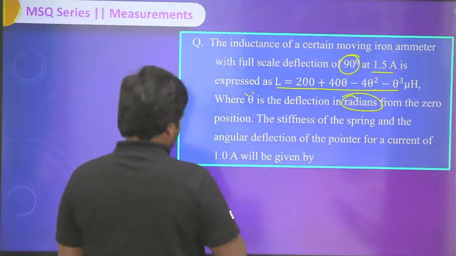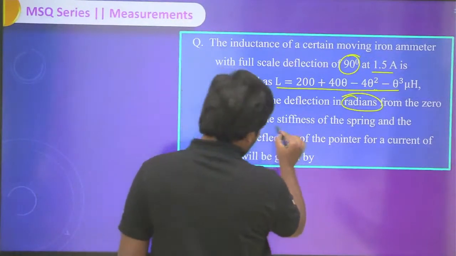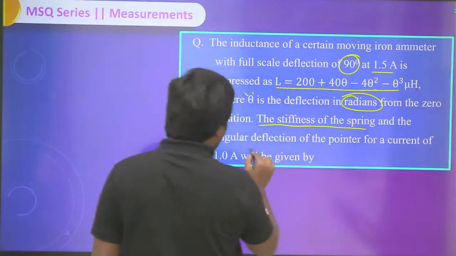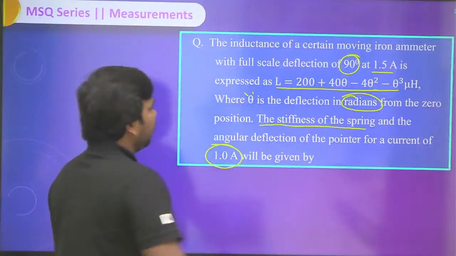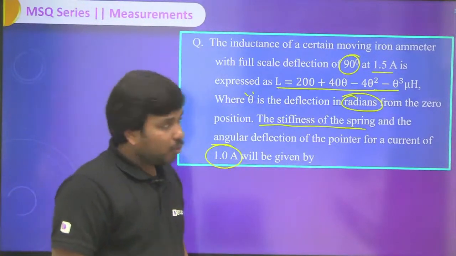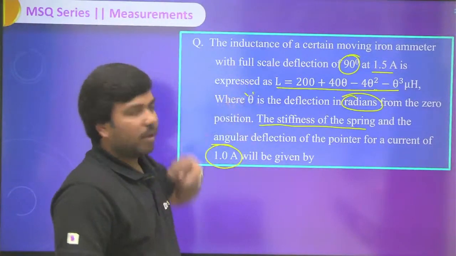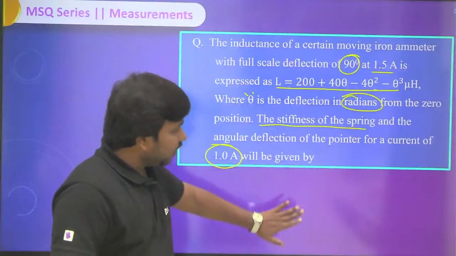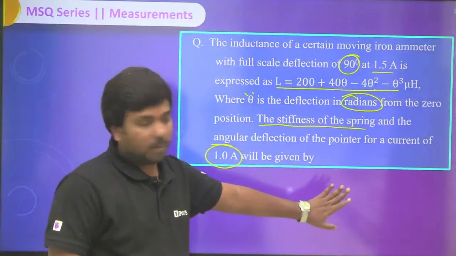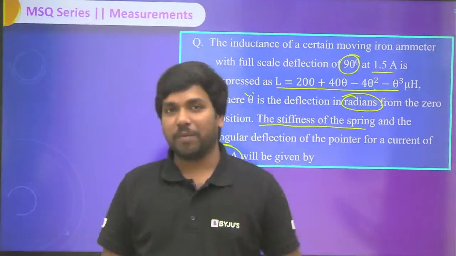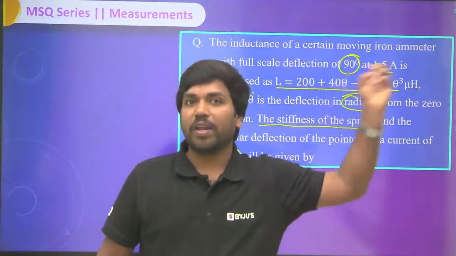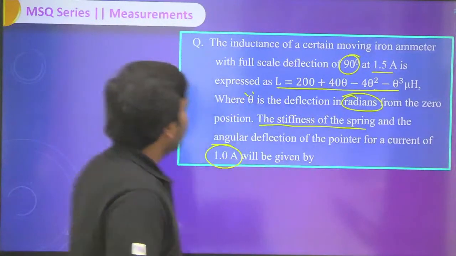From zero position, the stiffness of the spring and the angular deflection of the pointer for a current of 1 ampere will be given by dash. So now you see, in the moving iron ammeter question, I deliberately have not given any options. But you can think like a person who is creating an exam paper. Then you will understand how you can get the questions. Correct?